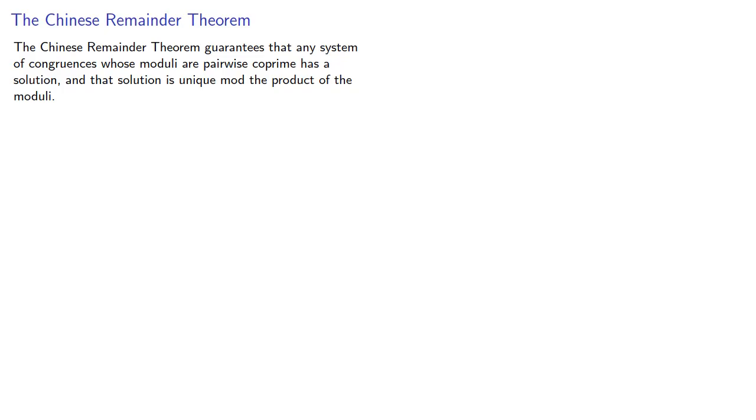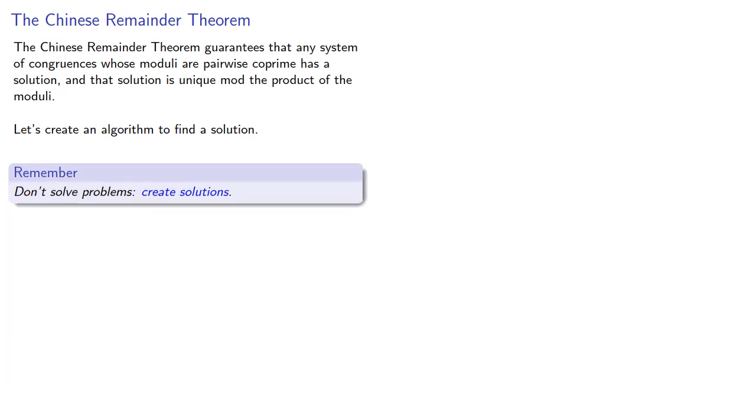The Chinese remainder theorem guarantees that any system of congruences whose moduli are pairwise coprime has a solution, and that solution is unique mod the product of the moduli. Let's create an algorithm to find the solution. Remember, don't solve problems, create solutions.